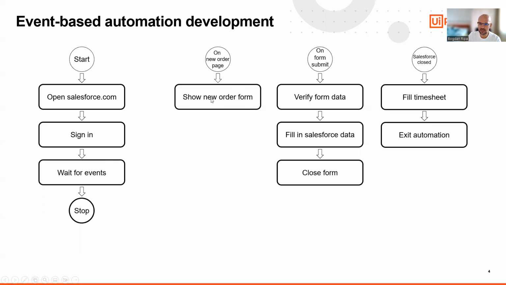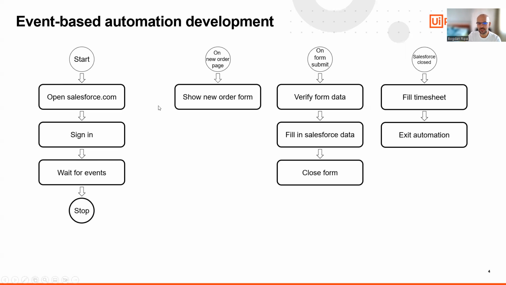The attended user will get to fill in that form, and whenever they submit that form, there's another trigger here, on form submit. With this trigger, it's probably going to verify the form data, then fill the form data into Salesforce using UI automation, and then close the form. Also, when the attended user closes Salesforce, this is where maybe we want to fill the timesheet and then exit the automation, which will bring it to a stop.